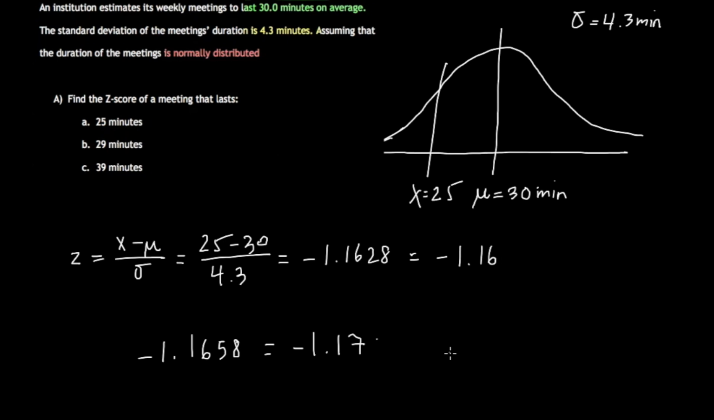So make sure that you get into the habit of rounding your Z scores to 2 decimals and that you round up the proper way. So up if the third decimal is 5 and above, and down if the third decimal is 4 and below. Okay?